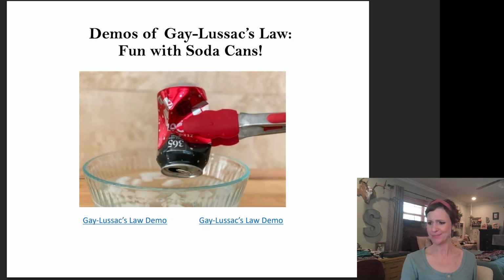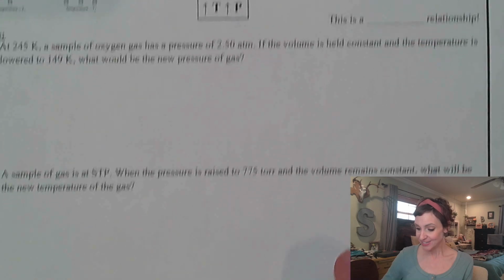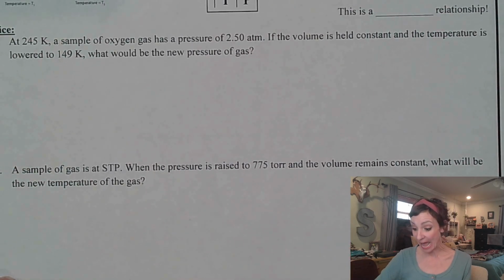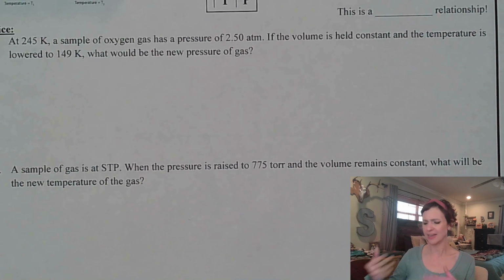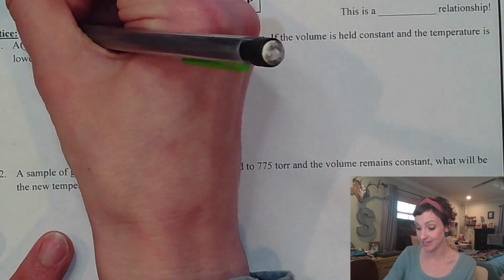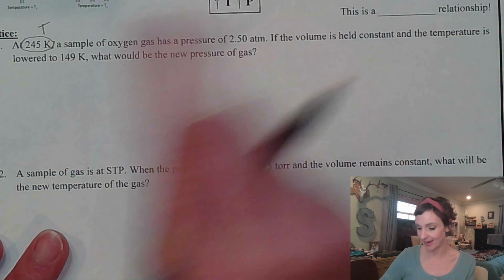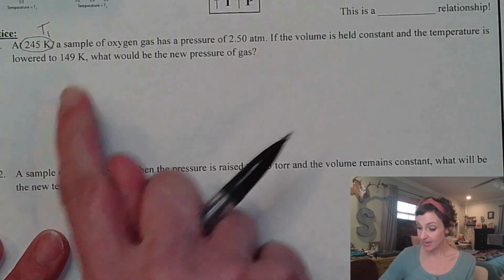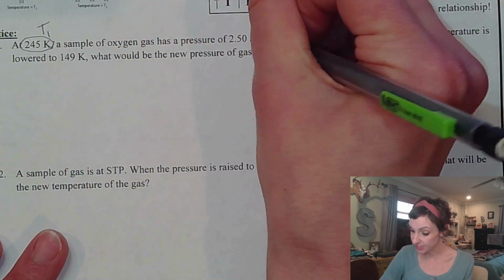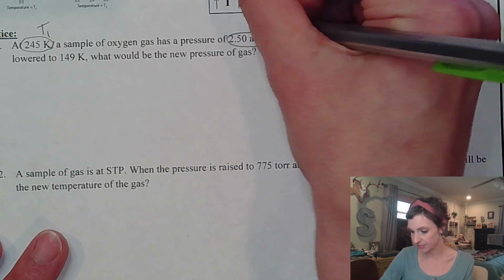Let's now see if we can do some math with the Gay-Lussac's problems, okay, with the temperature and pressure of it all. So our first practice problem is: at 245 Kelvin, a sample of oxygen gas has a pressure of 2.50 atm. Let's go ahead. I already see some numbers, so let's go ahead and circle them. So 245 Kelvin. Kelvin is a unit for temperature. Ooh, good thing it's already in Kelvin. If it was not, we would have to convert it, okay? So that's my first temperature. And it also has a pressure of 2.50 atmospheres. Atmospheres is a unit of pressure. So this is my first pressure.